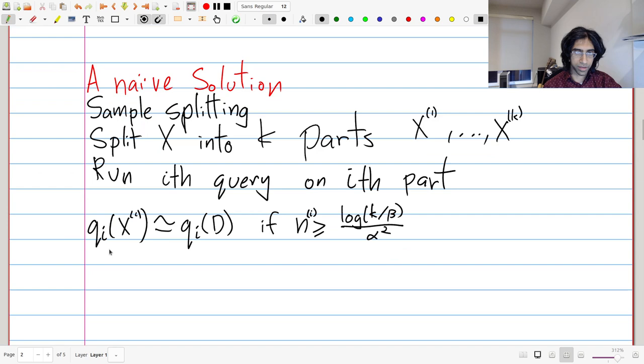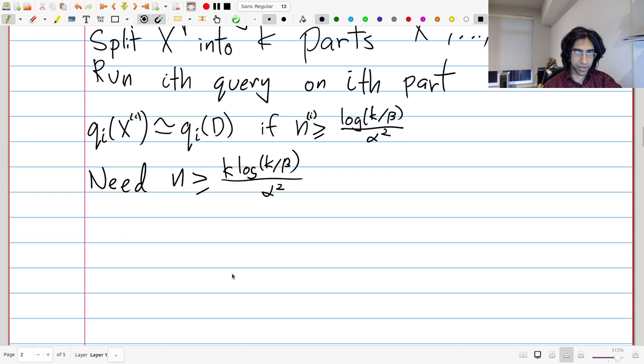But the thing is, we have k different parts here. So overall we need n to be greater than or equal to k log k over beta over alpha squared. So you can see the downside here. Before, we could do away with logarithmically many samples, but this time we need linearly many samples, in terms of the number of queries we want to ask.